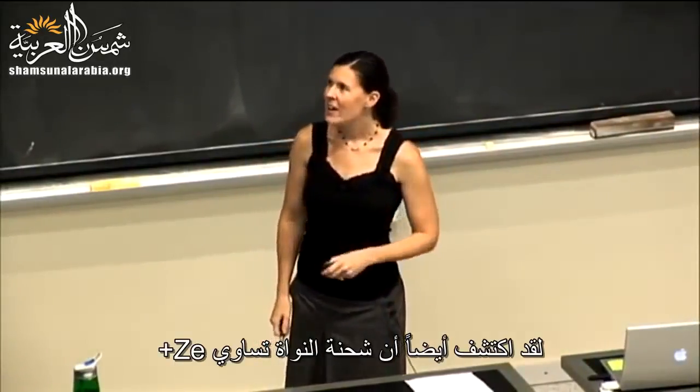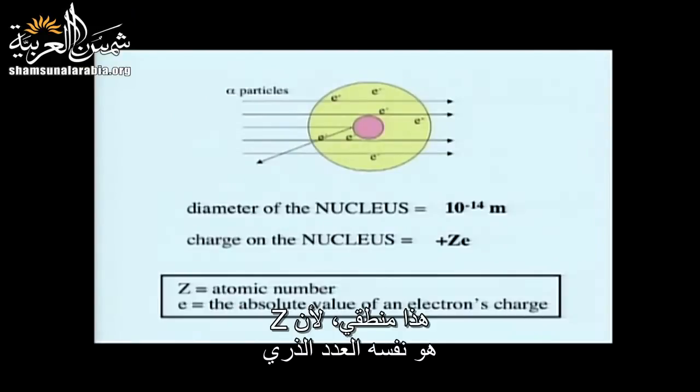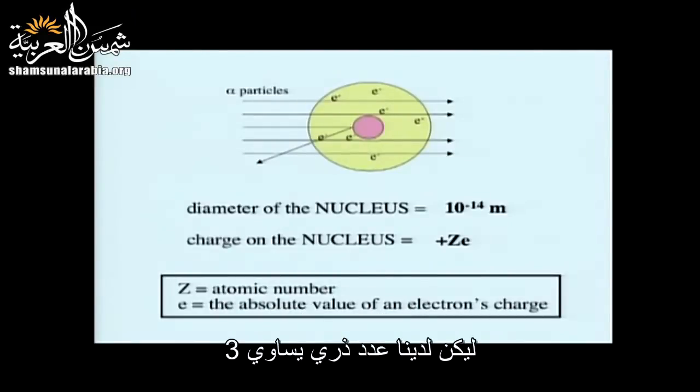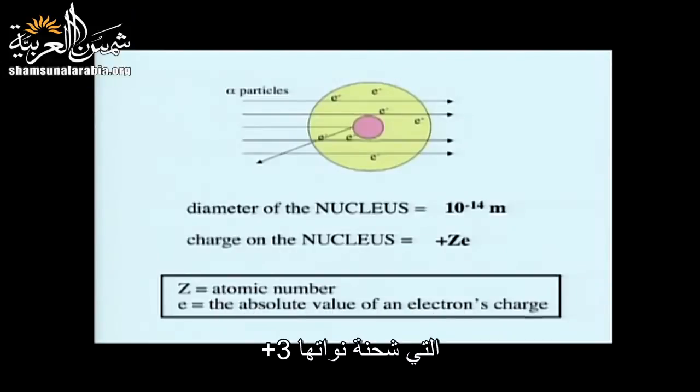He also figured out that the charge of the nucleus was plus Ze. This makes sense intuitively as well, because Z is just the atomic number. So let's say we have an atomic number of 3. That means we have 3 electrons. So we better hope to get our neutral atom that we have a charge of plus 3 in the nucleus.